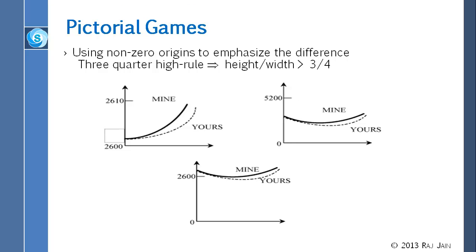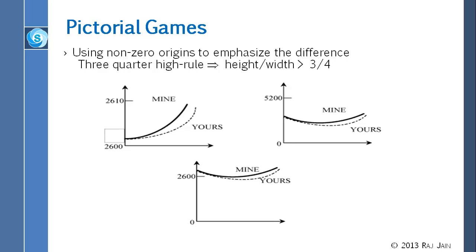And then the question is, what is the highest value that you should take? There is a rule in the literature, the 3/4 high rule, that the height upon the width should be greater than 3/4. You cannot just have the graph all in the bottom here. This is the height of the graph, and this is the width. This is 1 to 1 right now, so it should not be less than 3/4. Make sense? What the rule is?